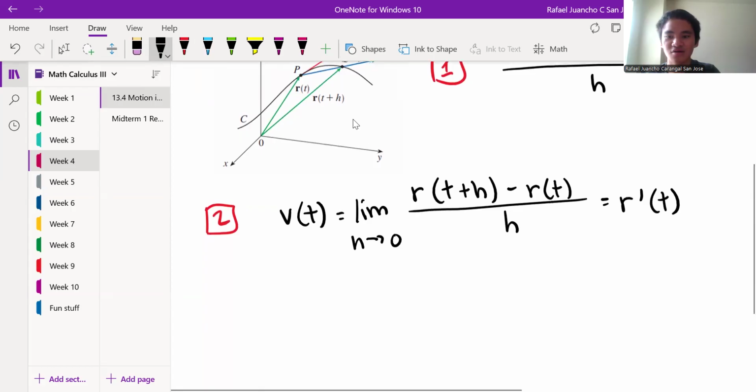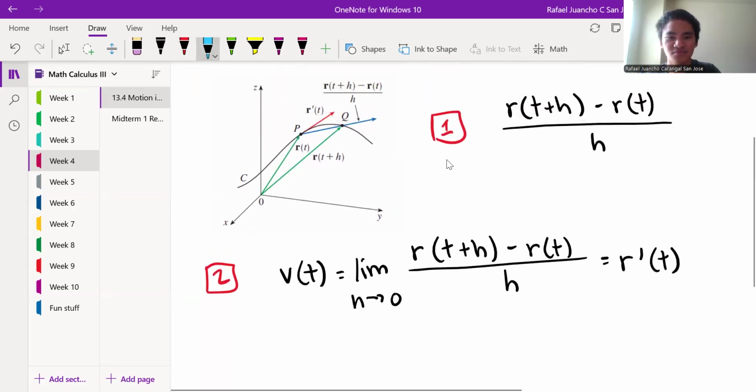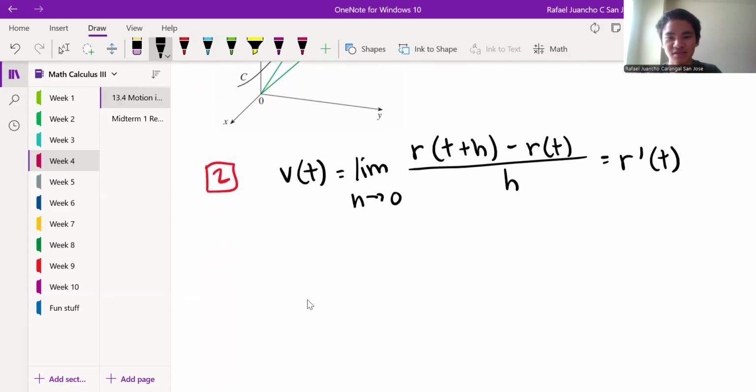Then we're going to get r prime of t, right? Because if we're here, we now have r of t, and we get this tangent vector. And so that's the idea. So thus the velocity vector is also the tangent vector. Velocity vector is the tangent vector, and points in the direction of the tangent line.